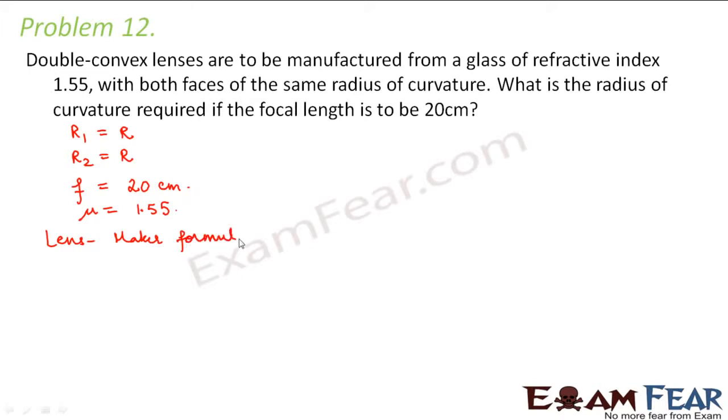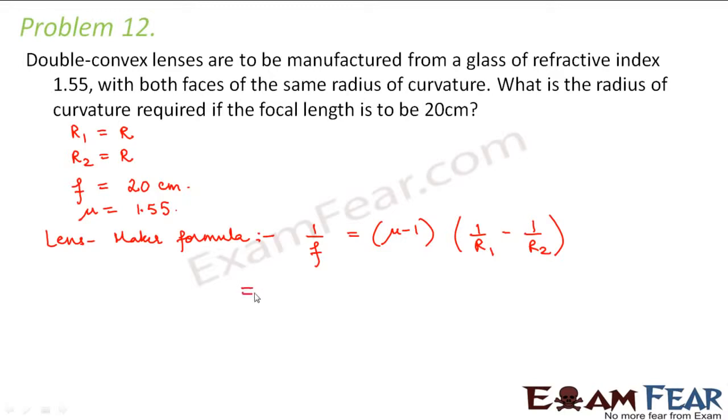Why is this formula known as lens maker formula? Because this formula actually tells us how the lens is made. It talks about the radii of curvature of the surfaces which make the lens. That is why it is called lens maker formula. So here we will apply lens maker formula, which says 1 by f is equal to mu minus 1 into 1 by r1 minus 1 by r2.